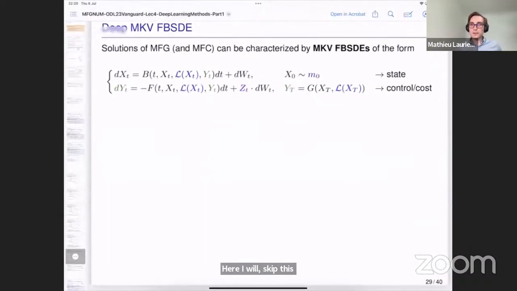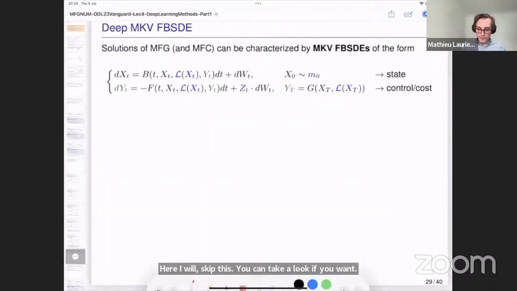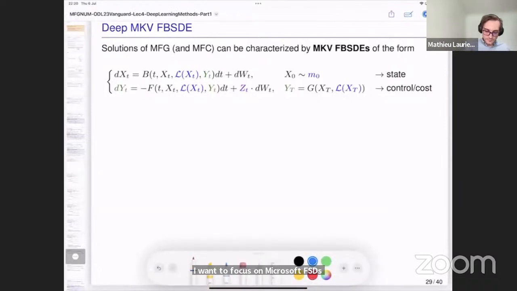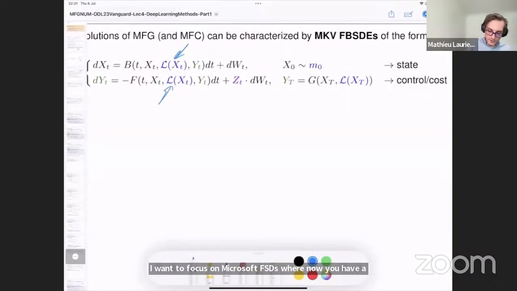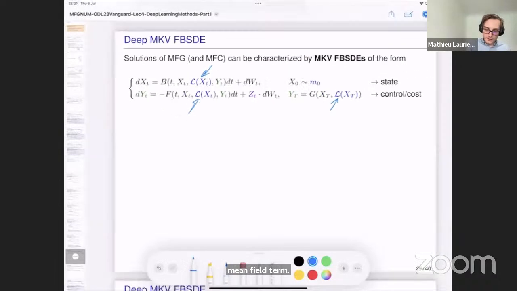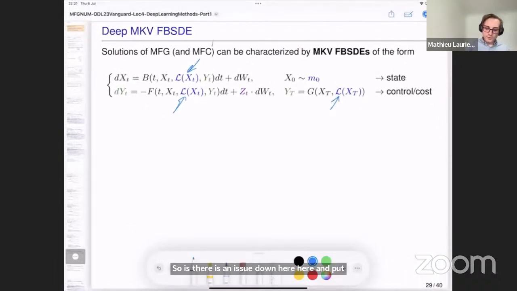I want to focus on McKean-Vlasov FBSDEs, where now you have a mean field term. So there is a mean field term here, here, and potentially here. And again, maybe this comes from an MFC, but if it comes from an MFC, you can apply the previous method. But maybe it comes from a mean field game, in which case we cannot apply what I call the direct approach. So we do something kind of indirect.